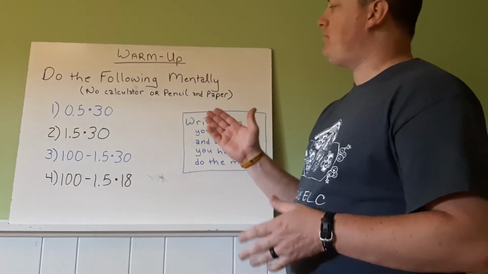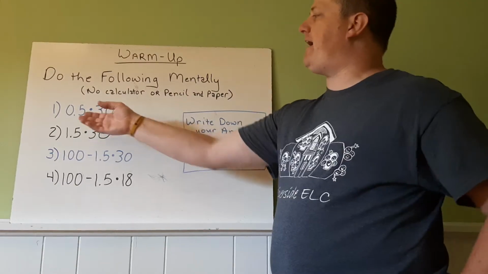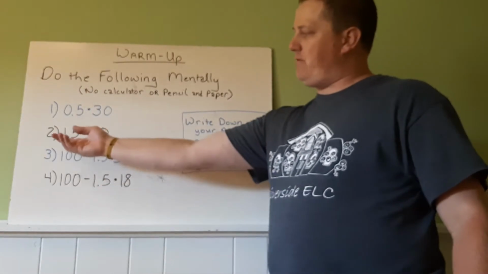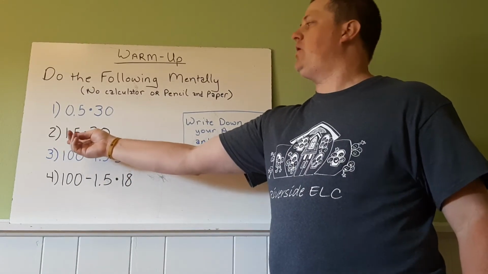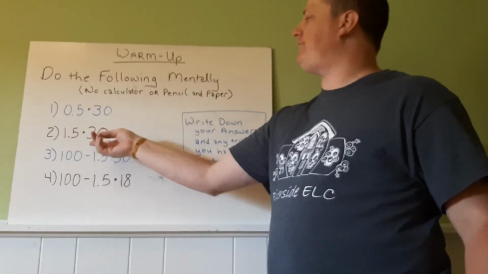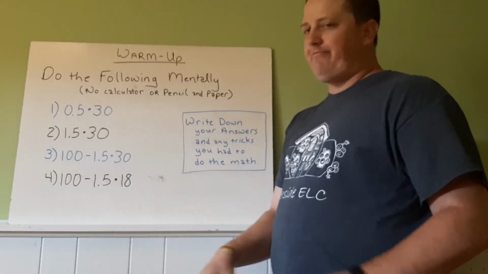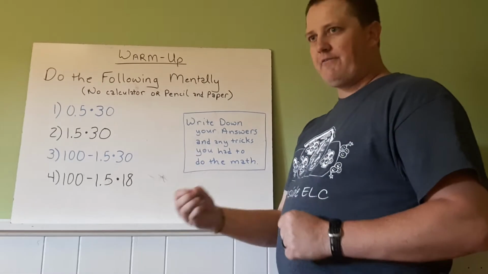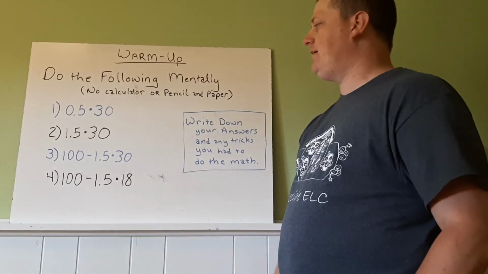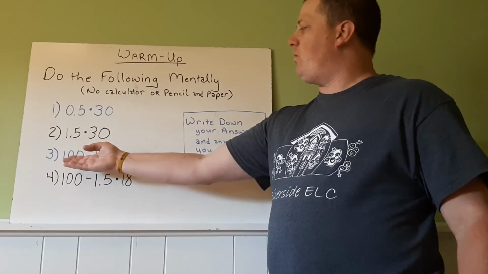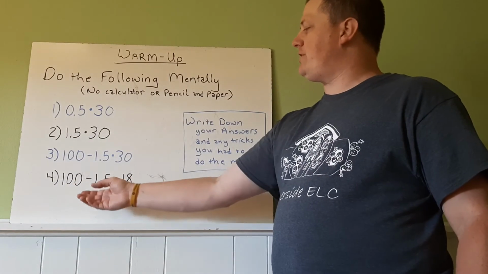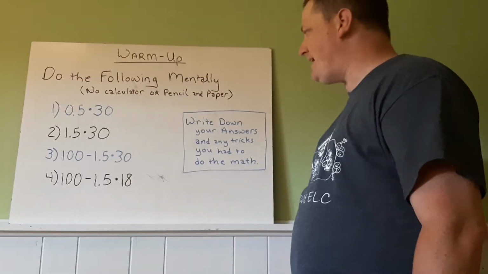So in problem 1, we want to do 0.5 or a half times 30. Then we're going to go on to 2 and we're going to do 1.5 times 30. 3 and 4 are a little bit bigger problems. So remember your order of operations. Remember that you have to multiply before you subtract. So number 3 is 100 minus 1.5 times 30. And 4 is 100 minus 1.5 times 18.